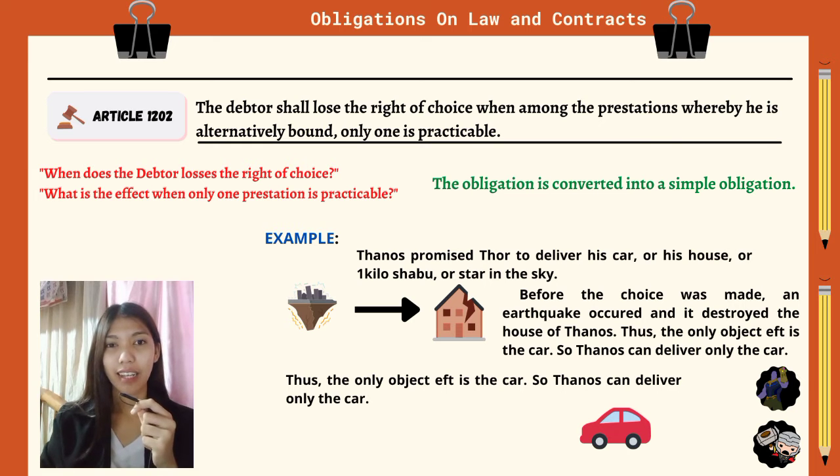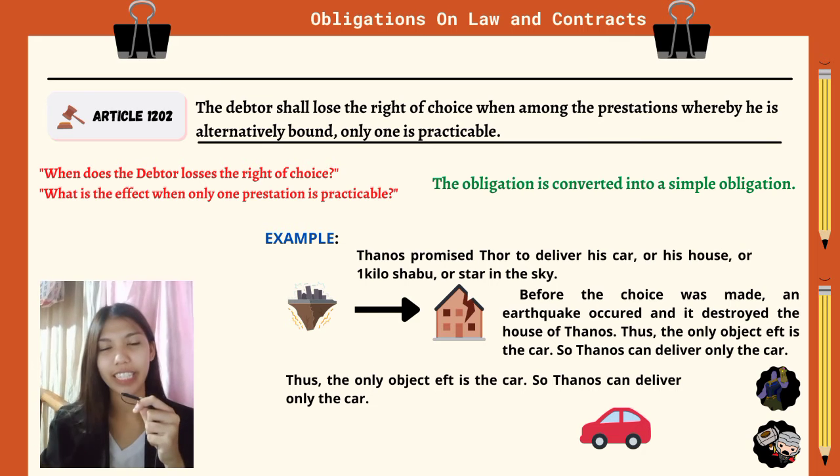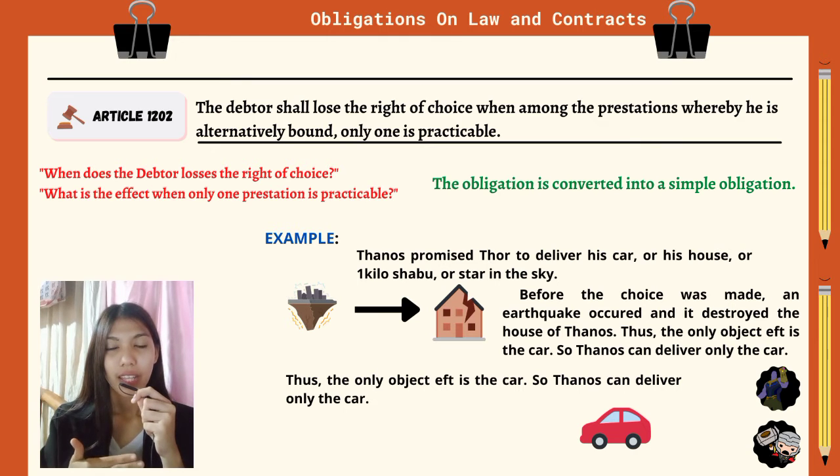So basically, object 3 and 4 should not be an option because those are unlawful and impossible. So dili na siya option, so ligwak na siya ganun. But before pa maka-decide si Thanos kung unsa nga object ang iyang ihatag, kung a car ba or ang house, an earthquake occurred, and subsequently it destroyed the house of Thanos. Thus the only object left is the car. So basically, ang car na lang ang pwede nga i-deliver ni Thanos kay Thor.